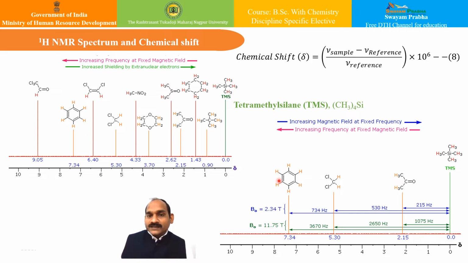Now, to correct these frequency differences for their field dependence, we divide the signals by the spectrometer frequency, say 100 or 500 megahertz, whatever magnet you are using. So the resulting number would be very small. Since we are dividing the frequency difference, which is in hertz, by the spectrometer frequency, which is in megahertz.